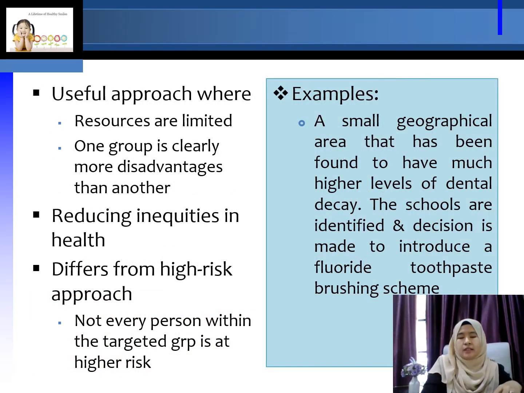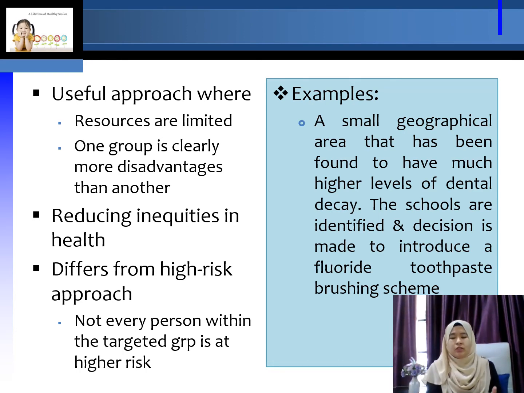This targeted population approach is quite a useful approach where we have limited resources, and when we have one group, maybe in a large group there is a subgroup, and one group is clearly more disadvantaged than another. When we find this kind of situation, we can use this targeted population approach. So it reduces the inequalities in health. It also differs from the high risk approach that I will teach you later.